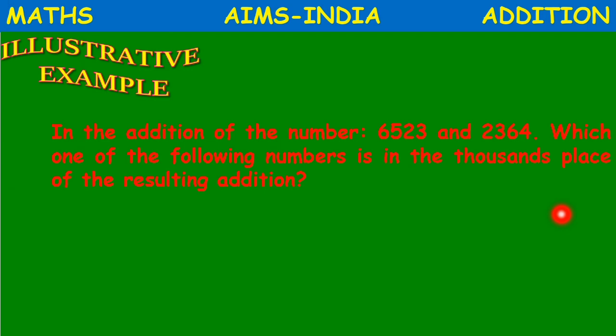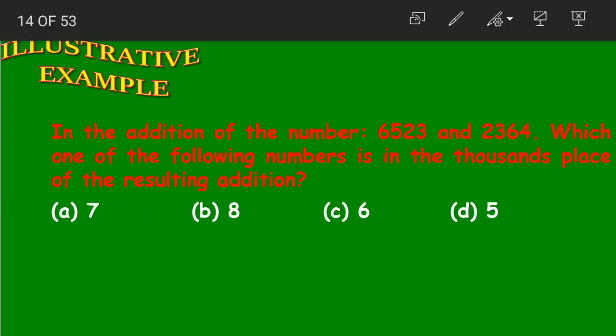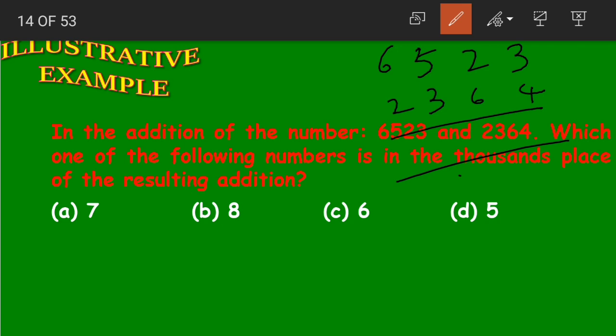Yes. Now addition of numbers with carry. Okay, illustrative example. In the addition of the numbers 6523 and 2364, which one of the following numbers is in thousands place of the resulting addition? Now here there is a little twist to the question. We are having two 4-digit numbers, 6523 and 2364. We have to find out which number comes in the thousands place after we add both of them. Okay, so let us add first.